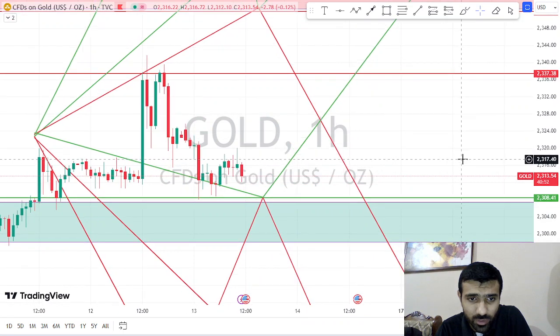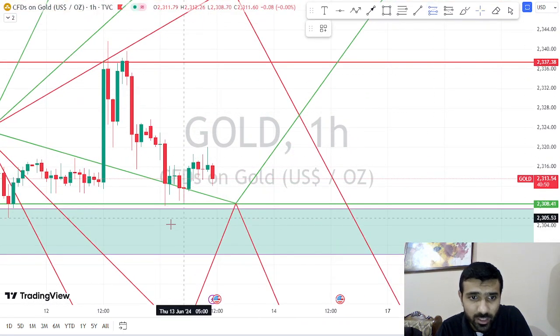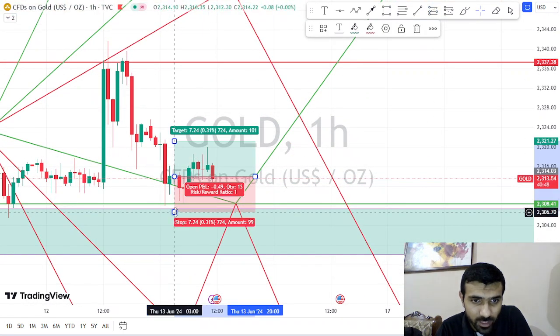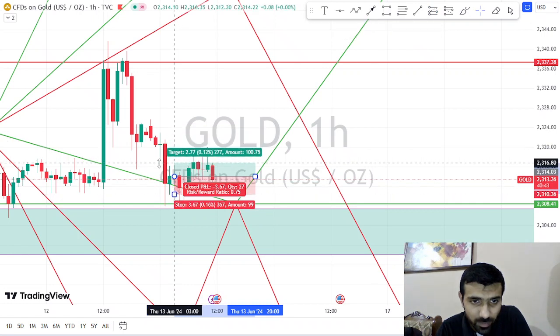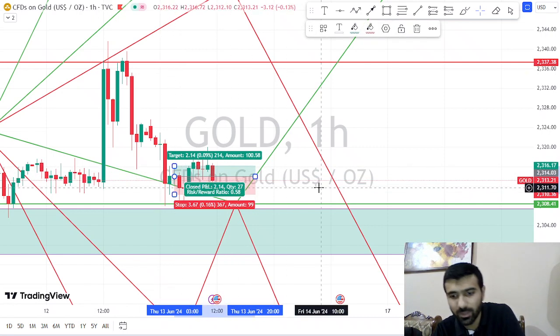And then afterwards market tested our area of major support, gave us a closing above our area of support, so we could have taken a buying position over here. So if we take a buying position like this, our stop loss will be just below this previous candle and our take profit will be approximately over here, giving us a 0.5% profit.